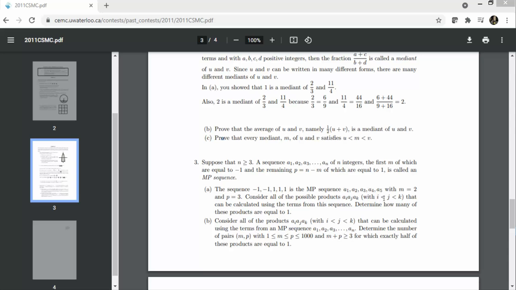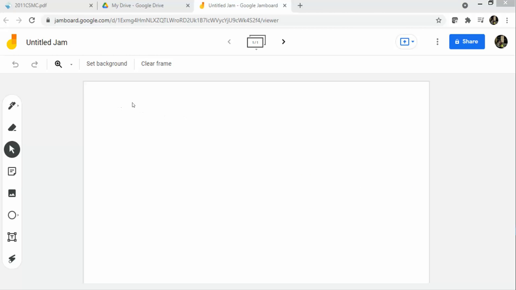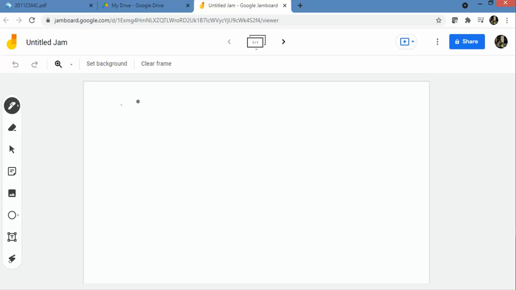The 3 numbers should always have indices less than J and K, so the sequence should be in order. Basically we have -1, -1, -1, and 1, 1, 1, right? So how do we get this?